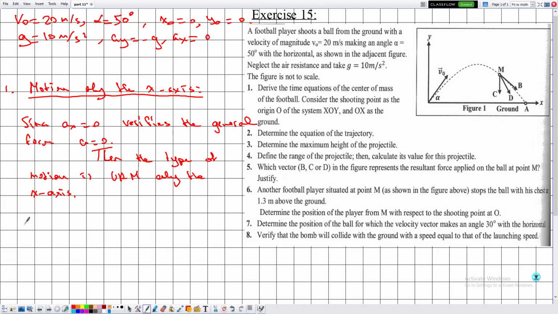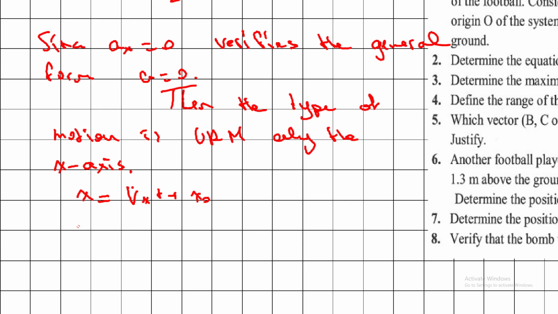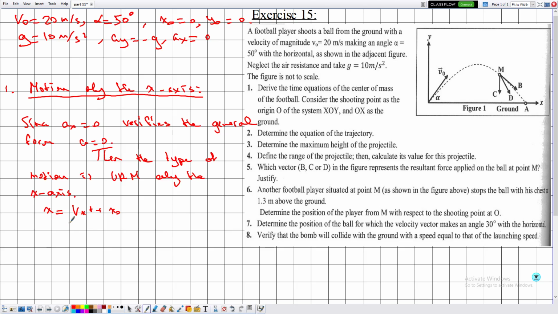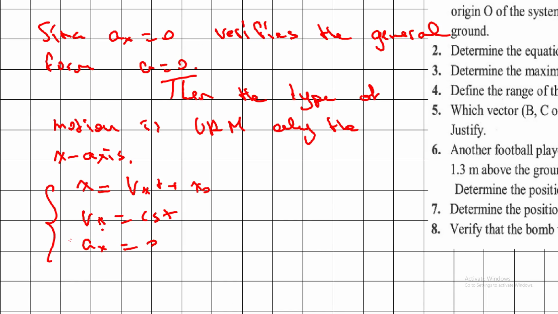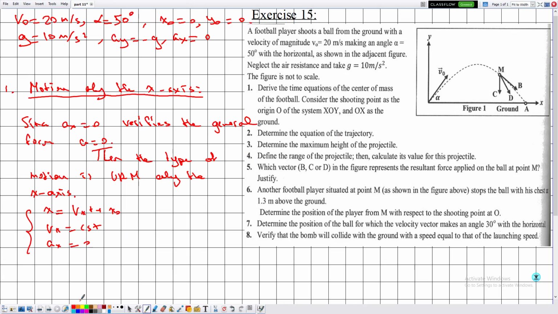So now we can use the following equations, given by x is equal to vx t plus x0. Recall that these are the URM equations, and each quantity derived from a vector quantity will carry a label. So Vx is equal to a constant and ax is equal to 0. Now in order to determine these equations completely, we need to determine Vx and x0, so okay.